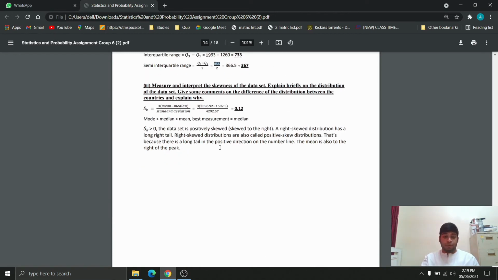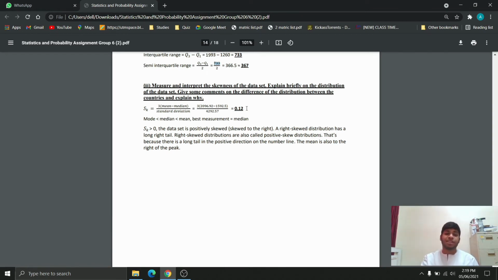Okay, so after that, the end part, we are talking about the skewness of the graph. For the skewness, this is the formula, which is 3 multiplied by the difference of mean minus median, which we already found in the first part, then divided by the standard deviation, which we also already found in the previous part. After that, we get a value of 0.12.